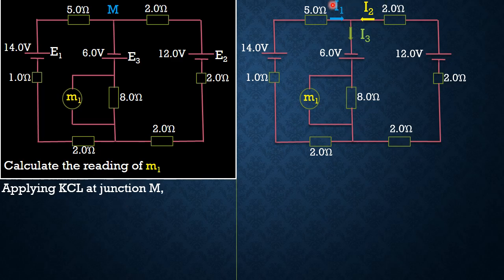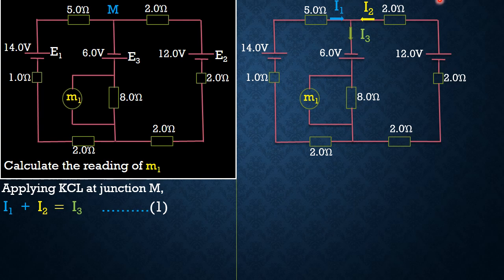Now, guys, let's be practical. Take the junction M, the same junction I'm talking about here. If you look at this junction M, you can see that I1 is entering this junction. I2 as well is entering the junction. But I3 is leaving. So Kirchhoff's law is telling us that I1 plus I2, since they are both entering, has to be the same as I3. So we have I1 plus I2 equals I3. That's the first equation that we have. We can call that our equation 1.